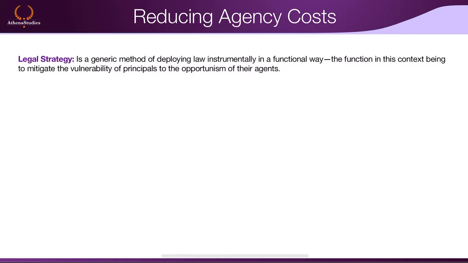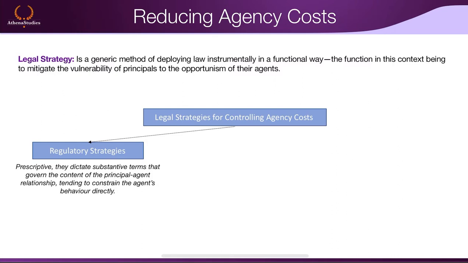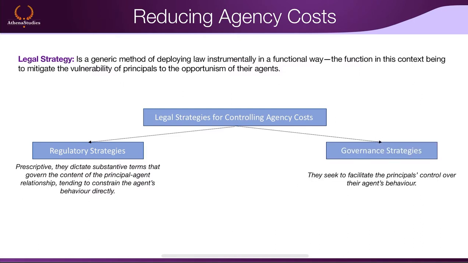To do so, we can follow two different types of legal strategy. The first one is regulatory strategies. Regulatory strategies are prescriptive, meaning they dictate substantive terms that govern the content of the principal-agent relationship, and they also tend to constrain the agent's behavior directly. The second one is governance strategies. Governance strategies seek to facilitate the principal's control over the agent's behavior. Let's move on and take a deeper look.